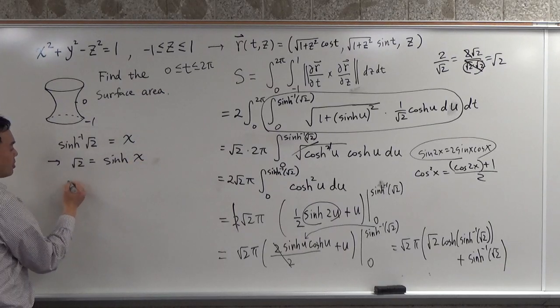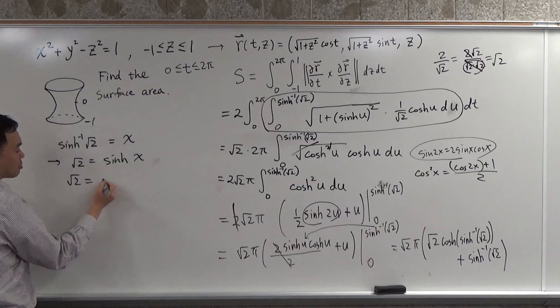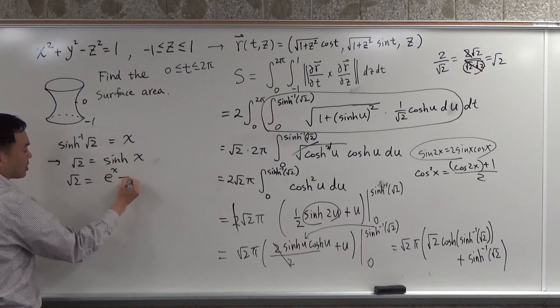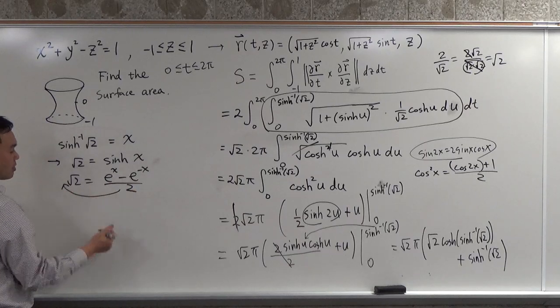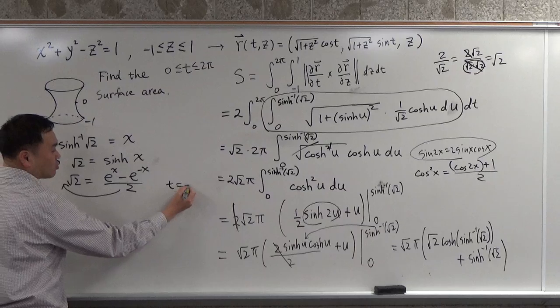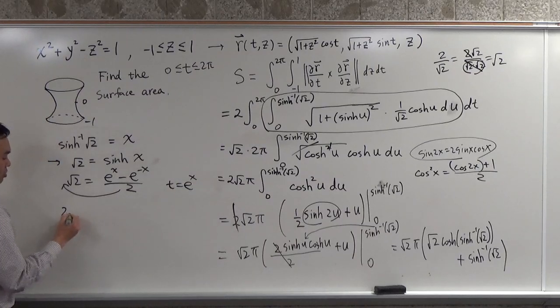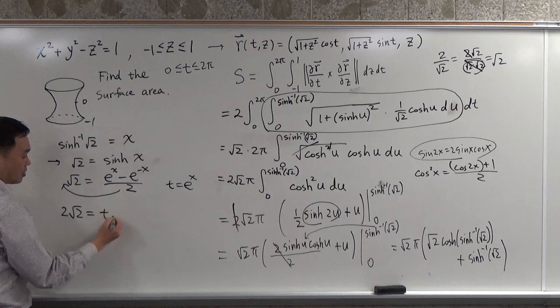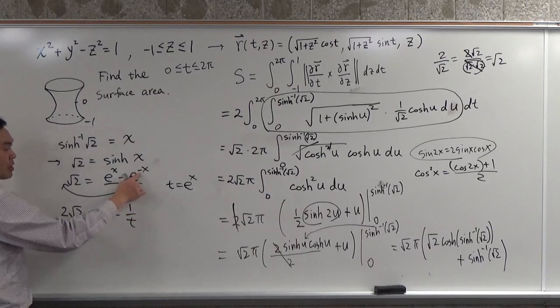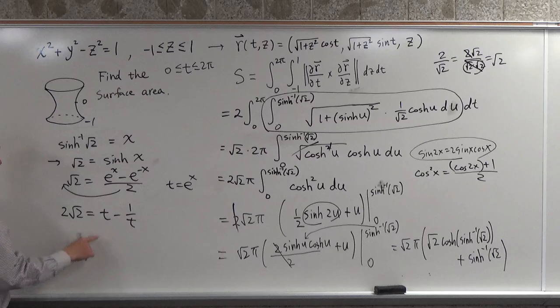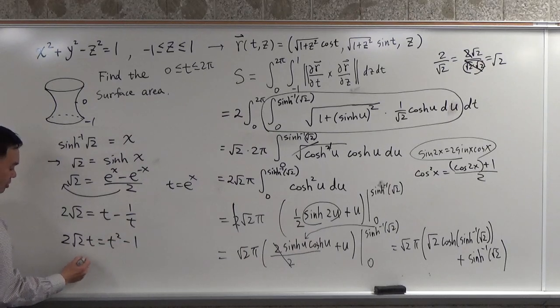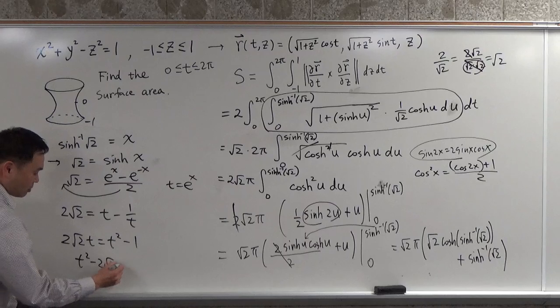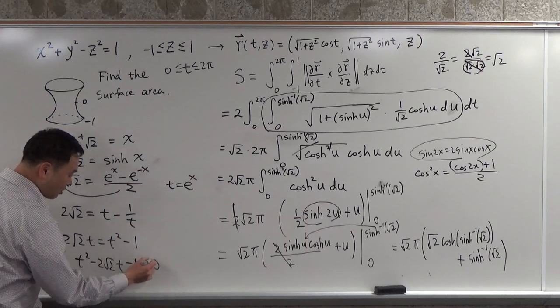And the definition of sinh is e to the x minus e to the negative x over 2. So if I multiply by 2, and then do a substitution t equals e to the x, then you get 2 times square root of 2 equals t minus 1 over t, because minus is a reciprocal, right? And then you multiply t on both sides, so it's 2 radical 2 t equals t squared minus 1. Move this to the other side, you get t squared minus 2 radical 2 t minus 1 equals 0.